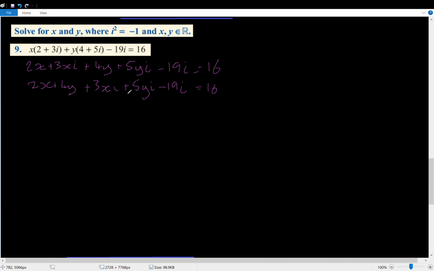Now we're going to factorize i out of these terms that have i in it. So we're going to have 2x plus 4y plus (3x plus 5y minus 19)i, and that's equal to 16. Now normally at this point what we would do is equate the real parts on the left, which are 2x plus 4y, with the real parts on the right, and the imaginary parts on the left, which is 3x plus 5y minus 19, with the imaginary parts on the right. But you'll notice we don't have any imaginary parts on the right to equate them to this time.